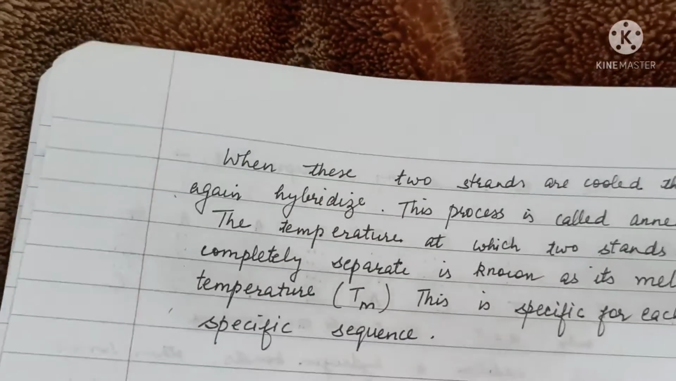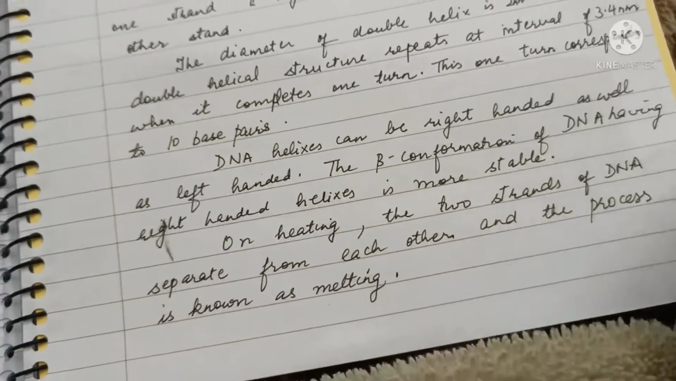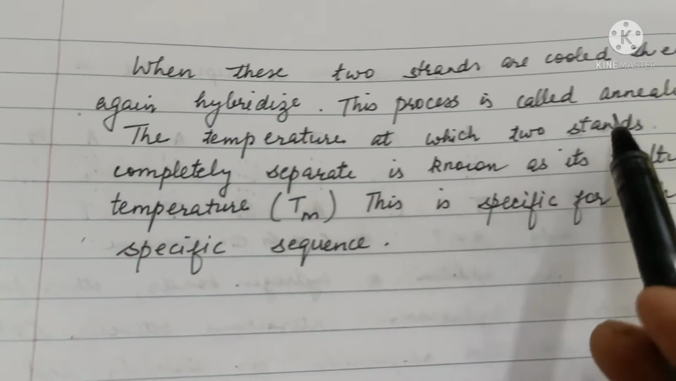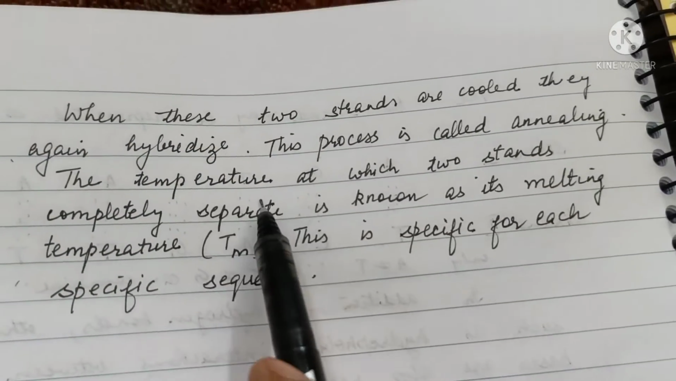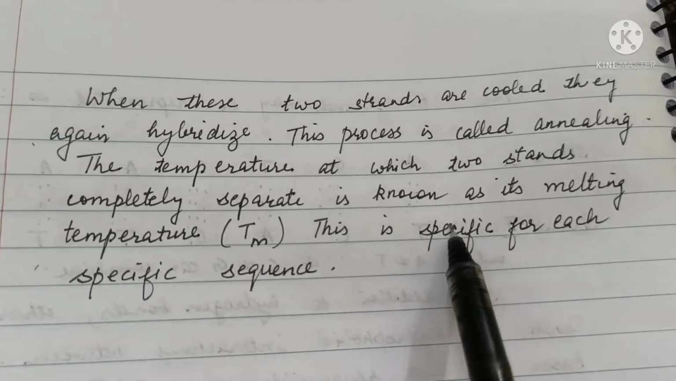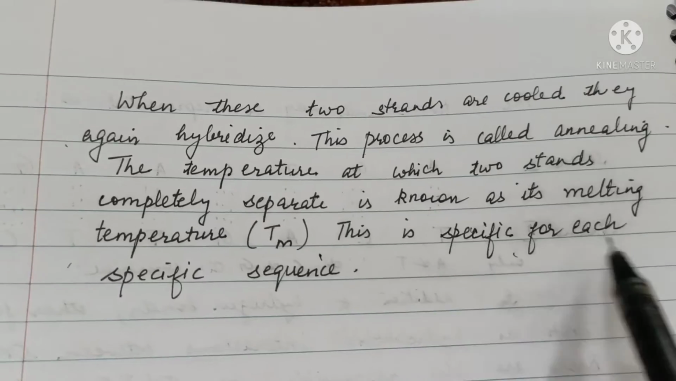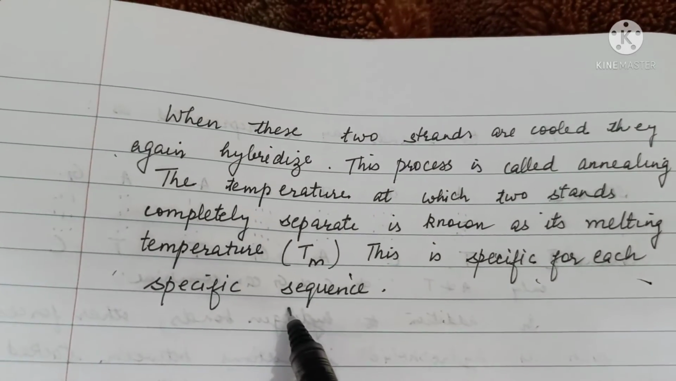When these two strands are heated, they get separated from each other. This is known as melting. When they are cooled, they hybridize again. This is called annealing, and the temperature at which the two strands completely separate is known as the melting temperature. This is specific for each specific sequence.